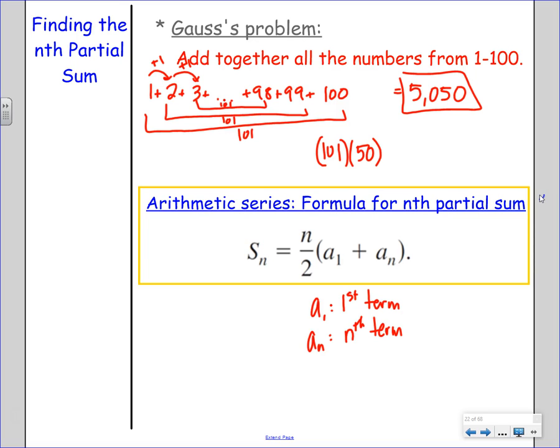Now here's the struggle. In adding the numbers 1 to 100, it was super easy to find the 100th term. It was 100. But in a different arithmetic sequence, could it be harder to get to the 20th, 50th, 100th term if they don't give it to you?